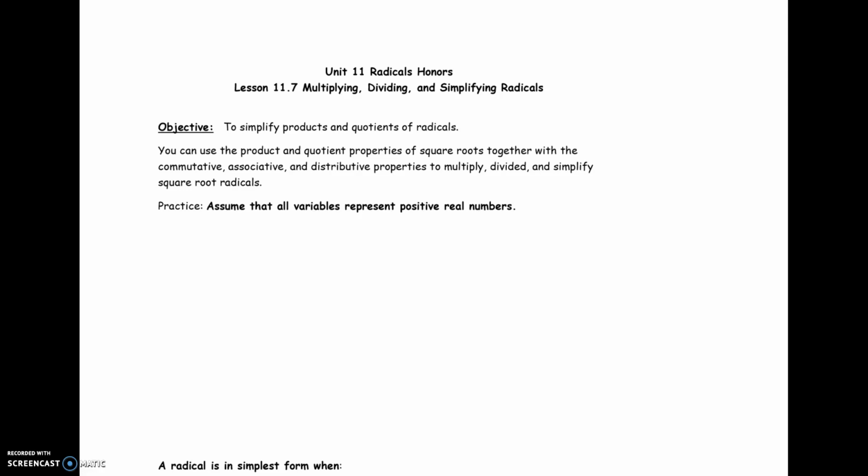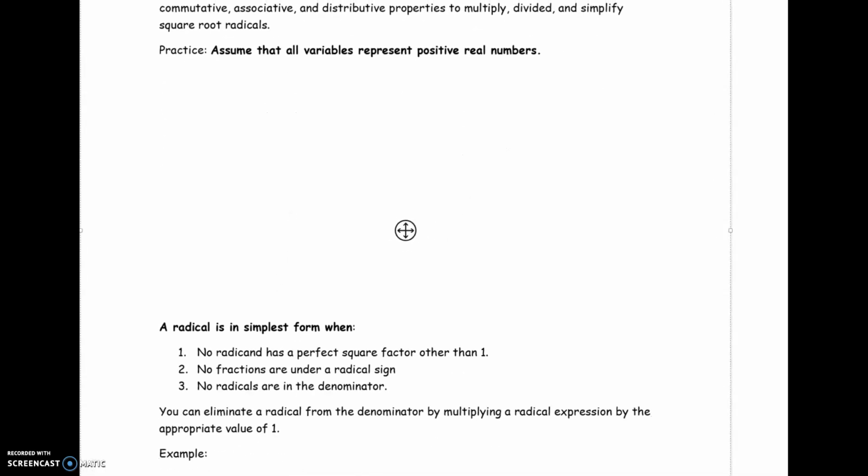Good morning. Today we're continuing our unit on radicals, and we're going to look at some more multiplying, dividing, and simplifying of radicals. It says here you can use the product and quotient properties of square roots together with commutative, associative, and distributive properties to multiply, divide, and simplify square root radicals. Practice. Assume all variables represent positive real numbers.